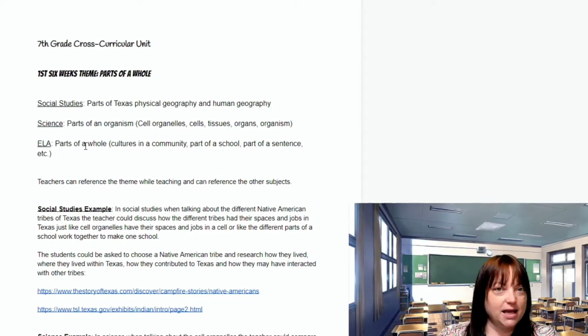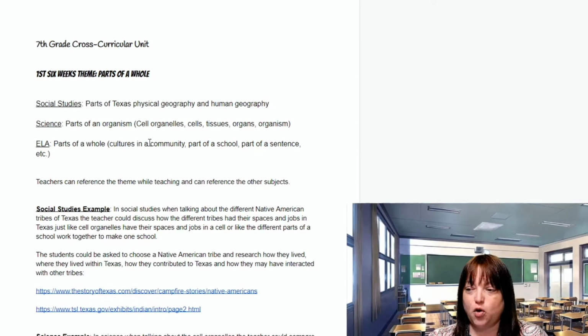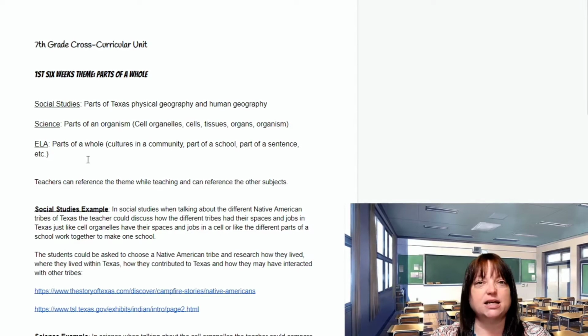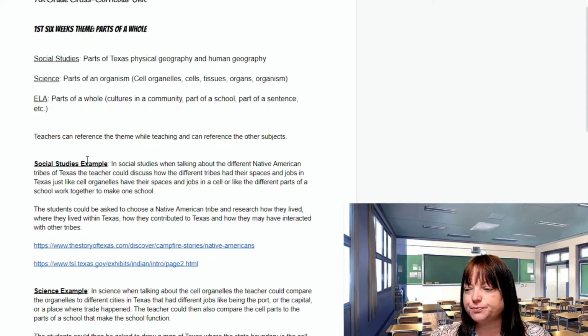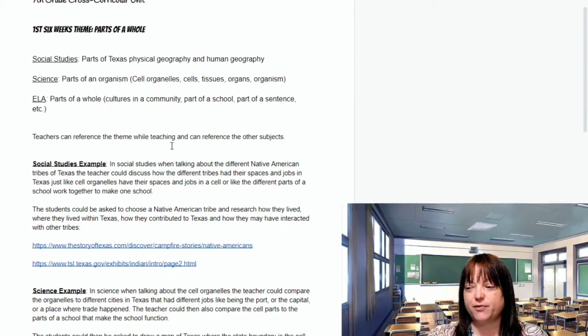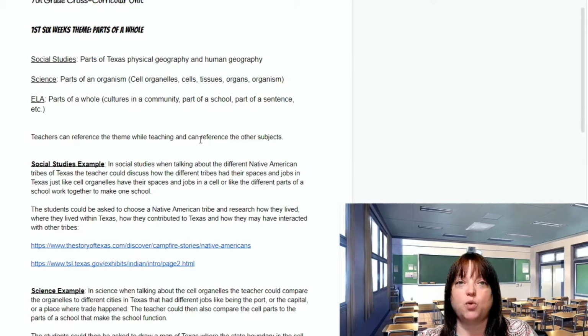And in ELA, it can be really anything in ELA that you want to talk about, so we're just going to use parts of a whole. And then cultures in a community, parts of a school, parts of a sentence for our writing, things like that. So my suggestion to the teachers that I work with is they reference the theme while teaching, and they're referencing other subjects while they're teaching.